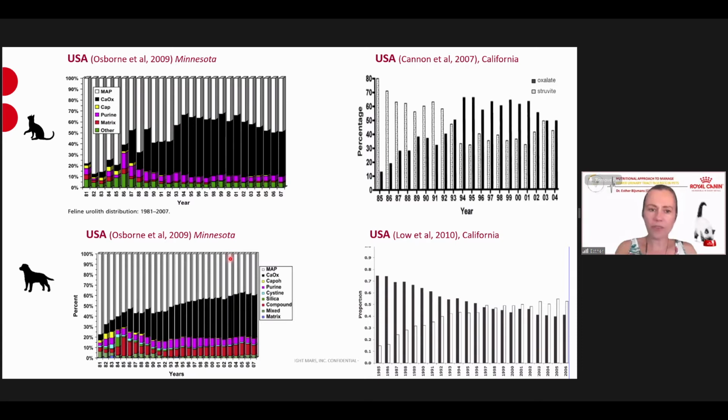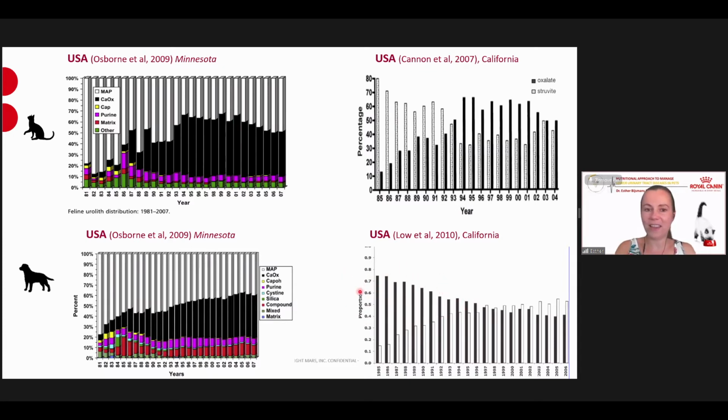For dogs, we've been seeing a very similar pattern. So again, here on the left, white is struvite, black is calcium oxalate, and in the other colors you can see other stones such as purine stones and cysteine stones. And relatively, you can see a decrease happening in struvite stones over the years and an increase in calcium oxalate stones. And the same in this study over here.